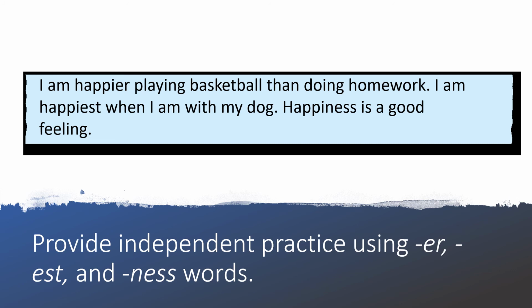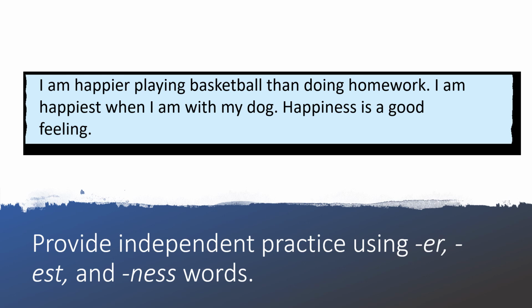All right, boys and girls, now it's your turn to practice using your suffixes while you write. You may choose 2 or 3 er, est, and ness words that use the same base word. You're going to use these words to write a few sentences comparing one thing to another.